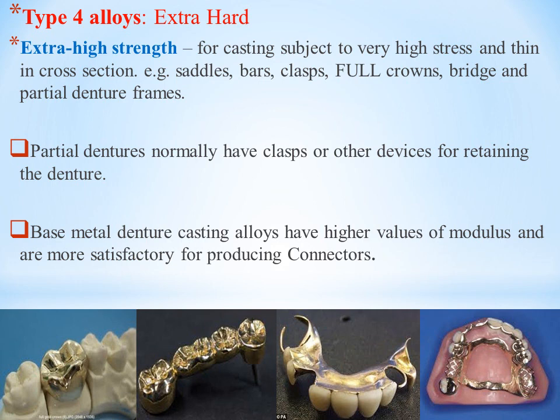So connectors and clasps and saddles, these are all components of partial denture, and in these cases we use the type 4 or the extra hard casting gold alloys.